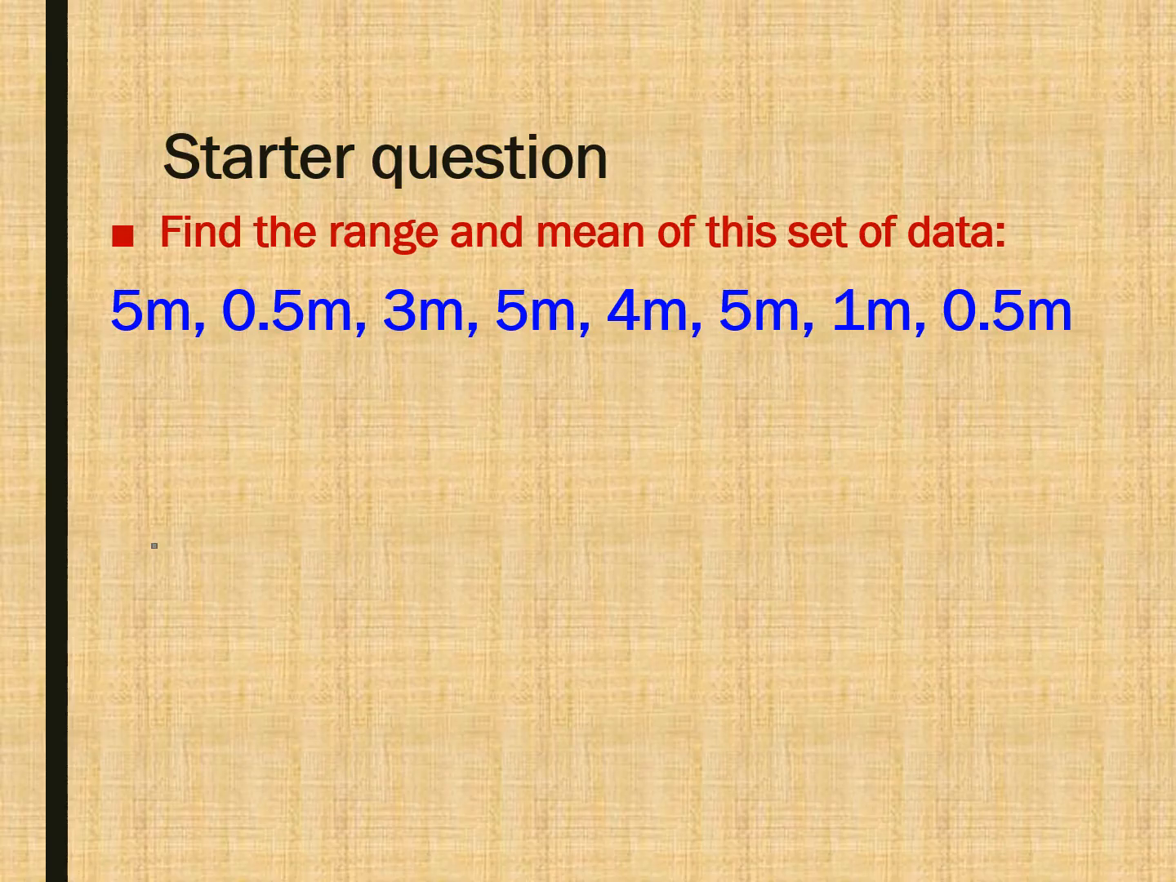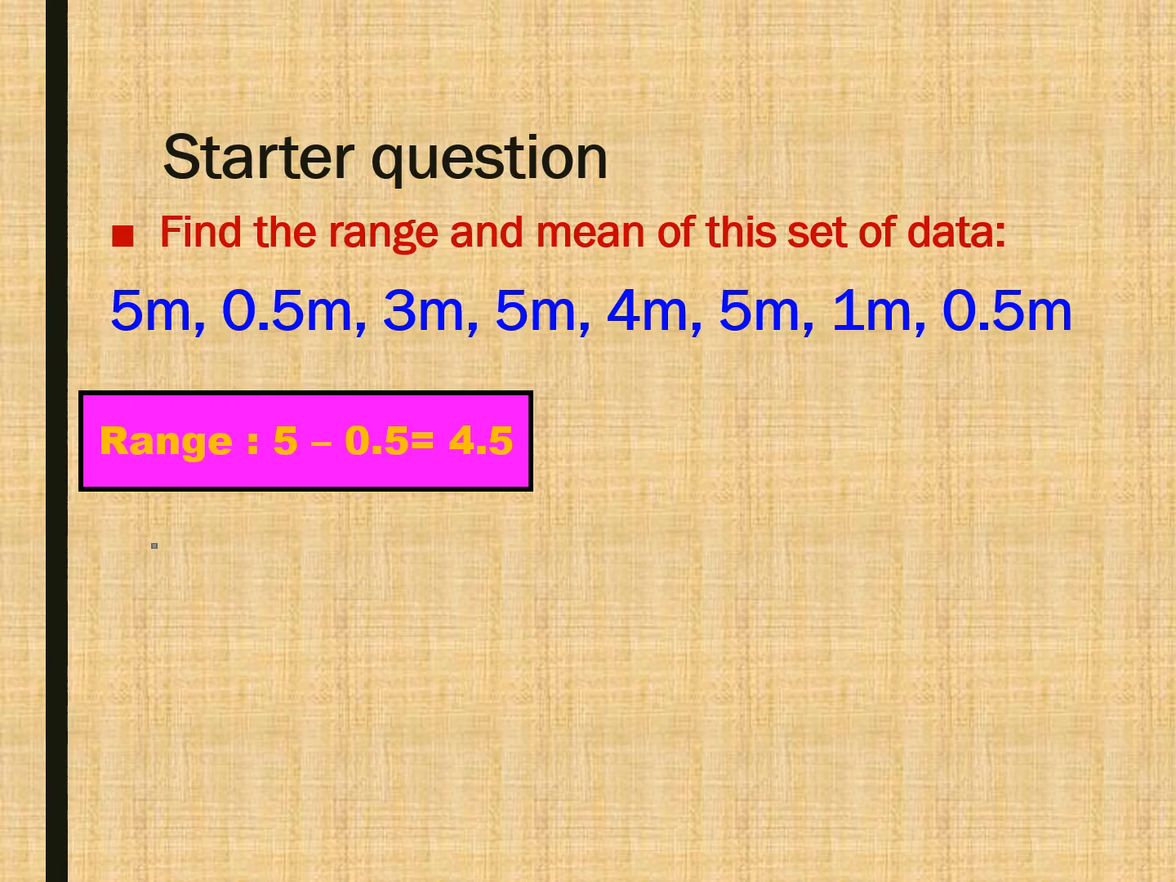Now let's check. Do we still remember what we mean by range and mean? We have to find the range and mean in this set. Look at this set. Of course, we took this lesson in Unit 6. What do we mean by the range? The range is the difference between the largest number in the set, which is 5, and the smallest number, which is 0.5.